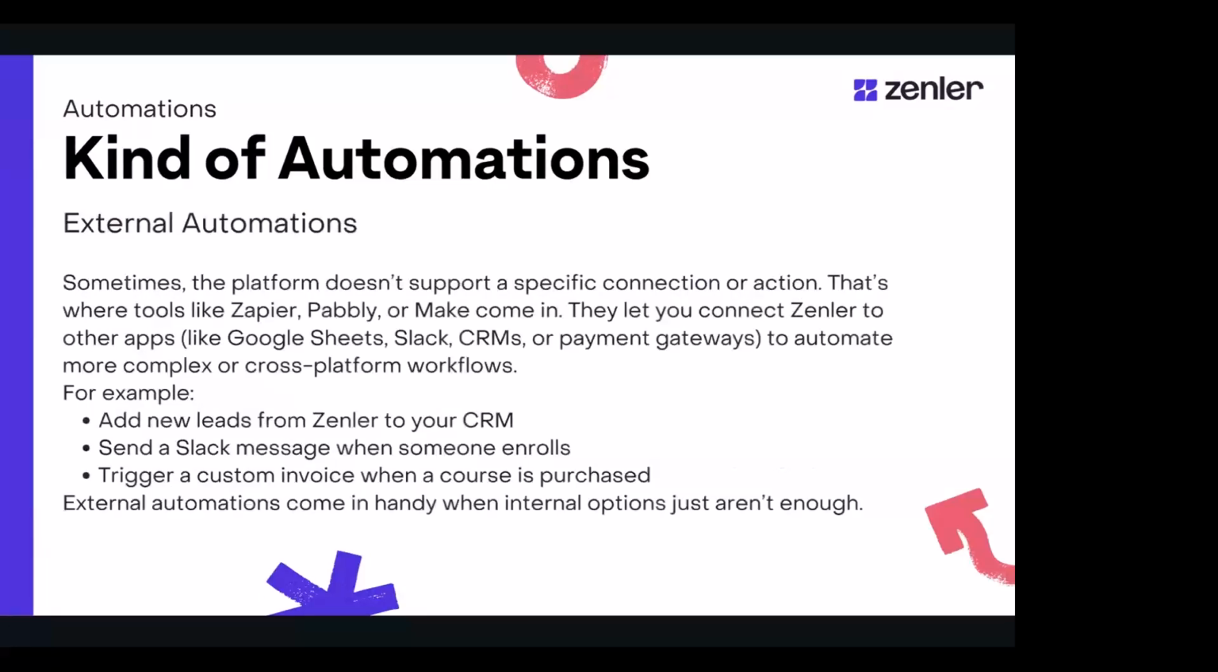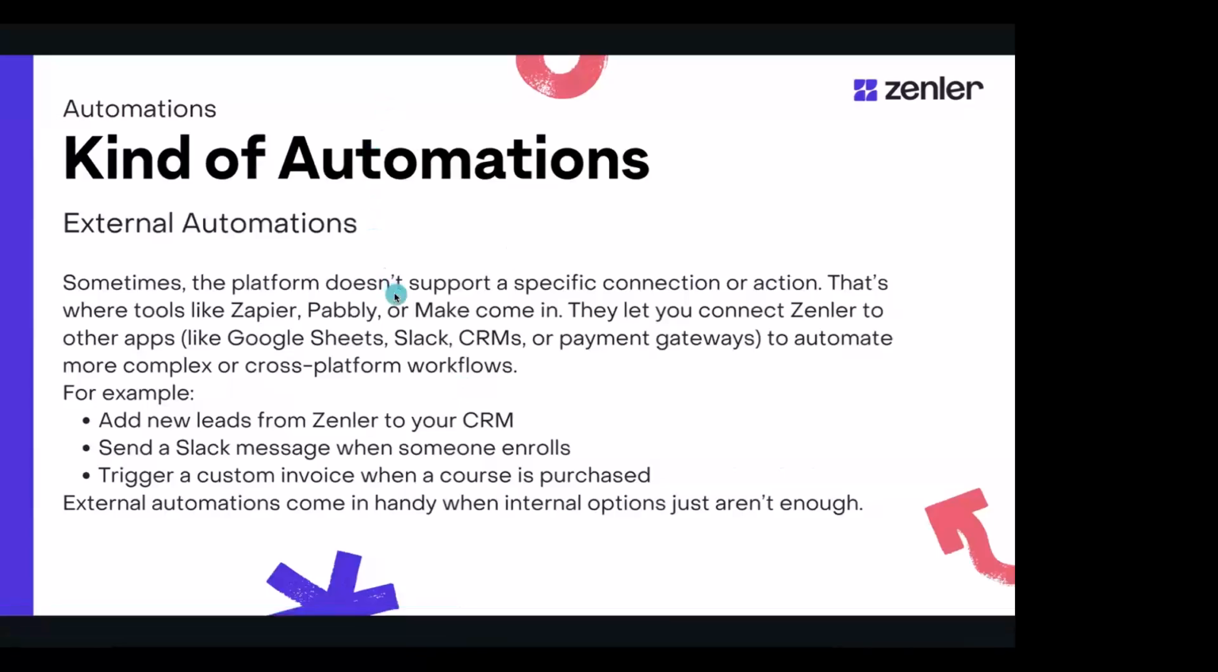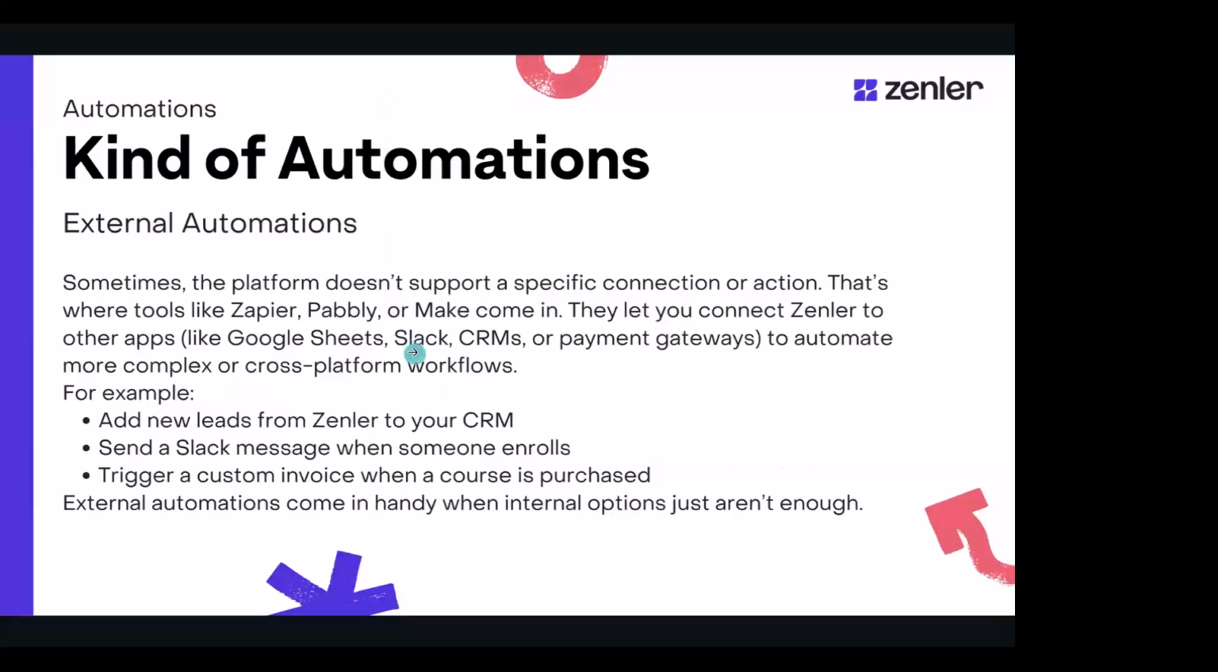The external automations are wherein you use tools like Pabbly, Zapier, or there might be other tools in the market as well. But the best ones we recommend are Pabbly and Zapier. And once they come in, you can connect Zenler to any other apps, a Google Sheet, a Slack, any other tool that you use in your business, maybe a payment gateway that is more relevant in your country. You can connect to that as well to automate any complex or cross-platform workflows.